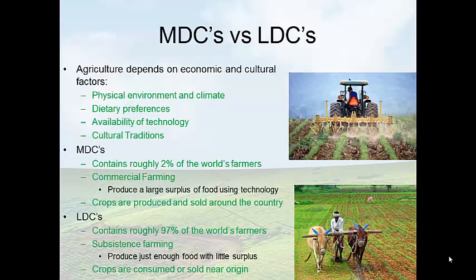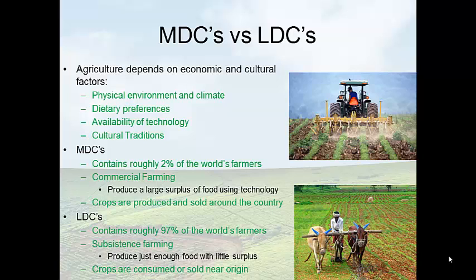Let's focus on MDCs versus LDCs for a second, because we've just been talking so much about them. Agriculture, depending on the country, depends on economic and cultural factors, such as physical environment. Can't cultivate the same thing everywhere. Climate also affects what you can grow. Dietary preferences, perhaps some cultures eat more grains than others. Availability of technology, obviously more MDCs are going to have better technology to harvest crops than LDCs. And also cultural traditions, perhaps food is directly linked to cultural practices.